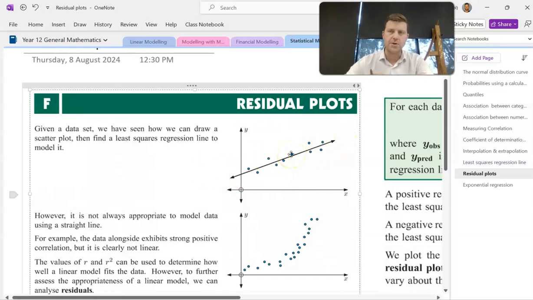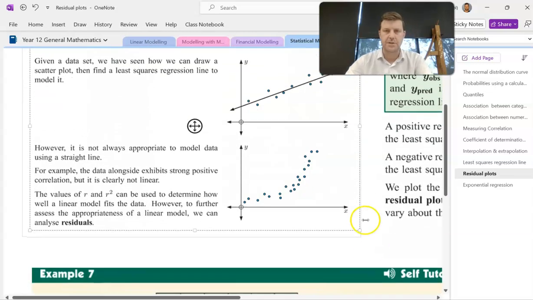However, it's not always appropriate to model the relationship between two sets of variables with a straight line. So if we look at the scatter plot just here, you can see that there is a strong relationship between the x and y variables, which would give a strong value or high value of r and r squared, but you can see it's not linear.